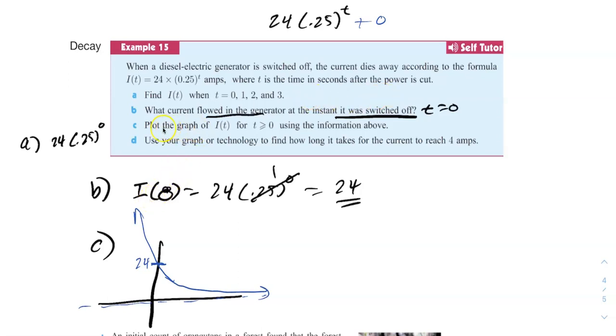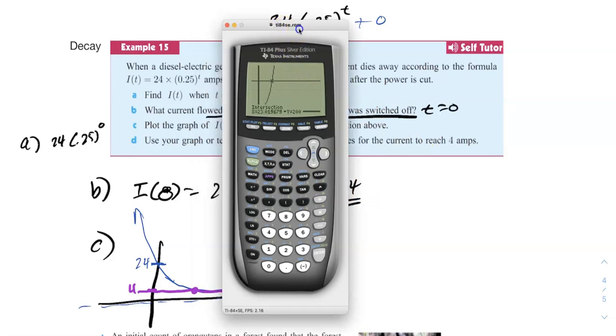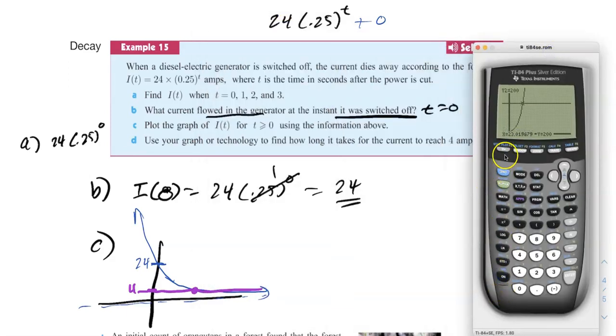That's C. D, use your graph or technology to find how long it takes for a current to reach 4 amps. So all we're going to do is graph 4 amps and see where they cross. Now again, it's not a perfect graph there, so I'm going to use my calculator again. Bring that back up here. So y equals 24 times 0.25 to the x power, and then we want to hit 4 amps. Let's go back to zoom standard, zoom 6, to see what that looks like.